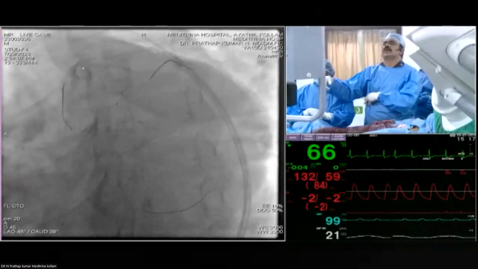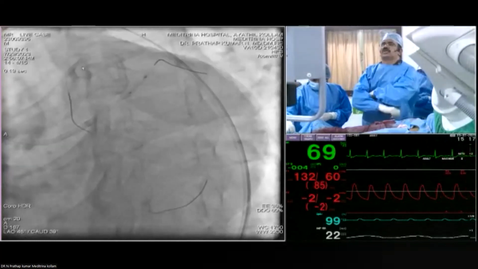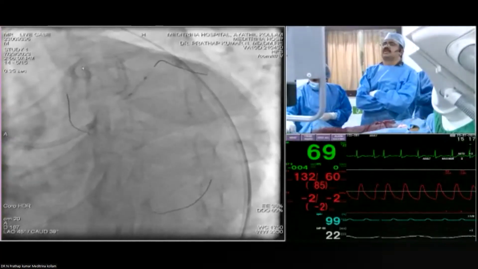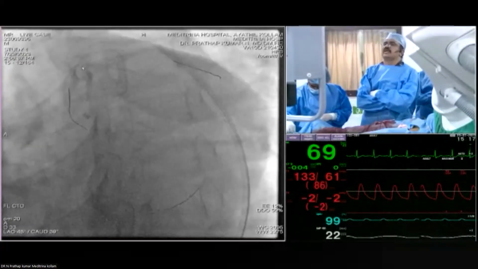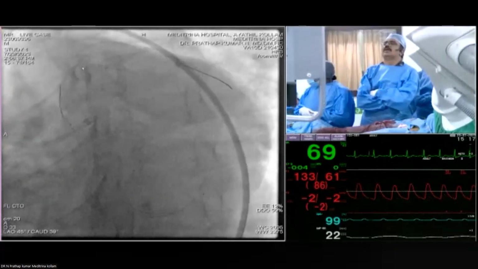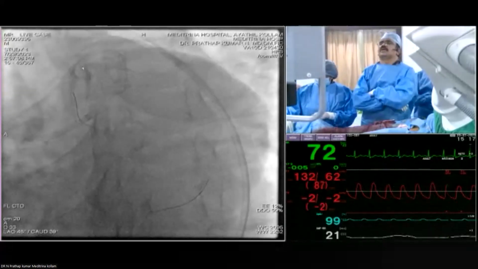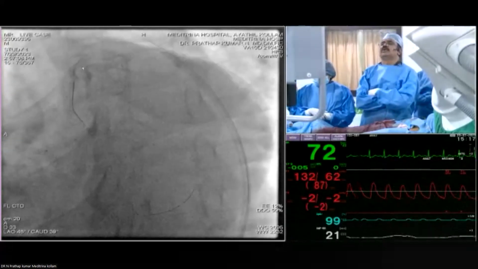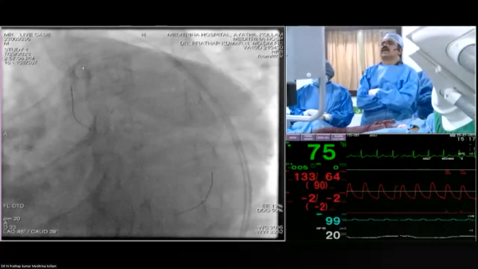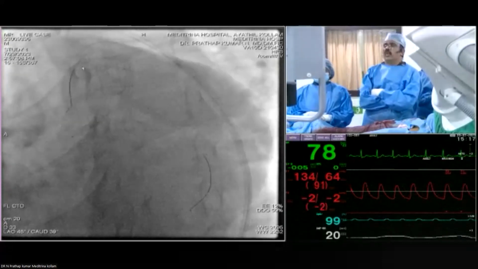Next, I decided to take a small balloon dilatation in the ramus. That is a 2 millimeter balloon. Next, I removed that wire. I was thinking the wire was wrapping around and creating confusion for me. Now again, I've taken the cutting balloon, and the cutting balloon is again not crossing. Then I understood the lesion is the problem, not the wire wrapping.